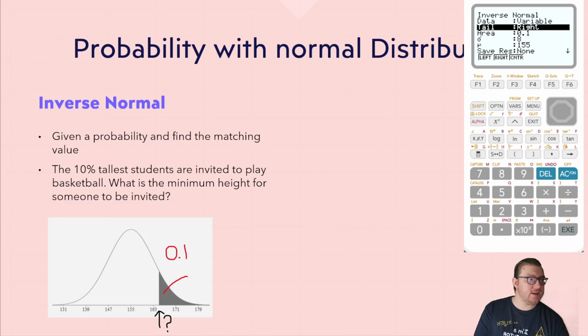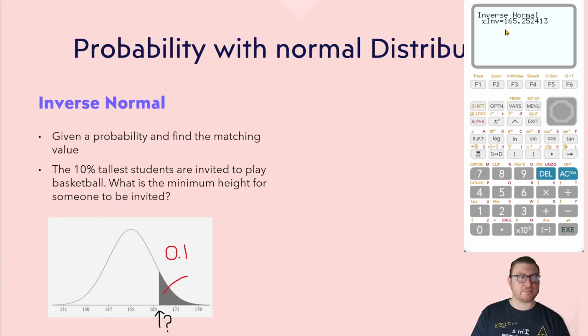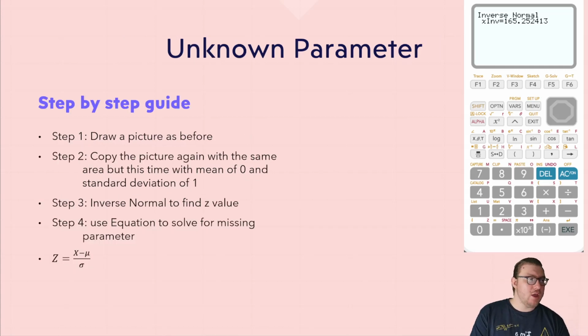Cool, let's press enter and see what we get. So now it tells us that X inverse is equal to 165. If you look at our graph, it makes sense that 165 seems to be the lowest height, the minimum height for you to be able to go and play basketball. Awesome. So we have another question.